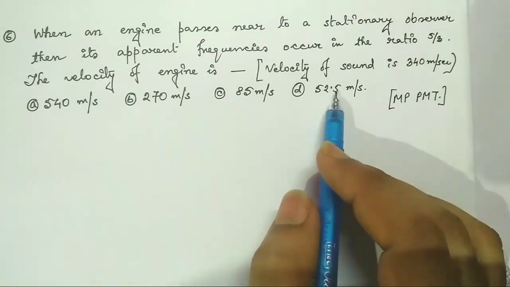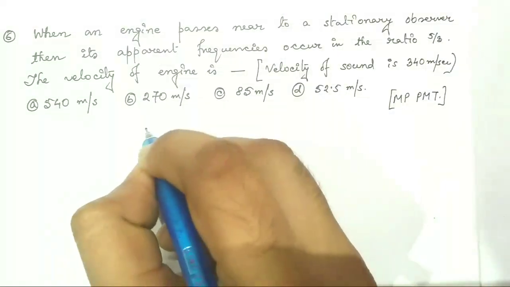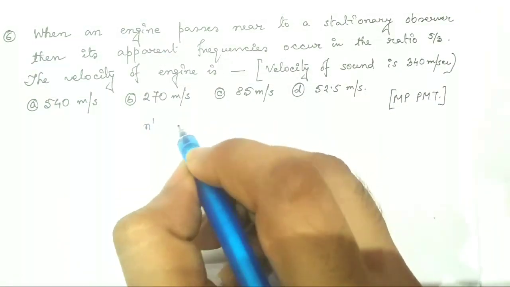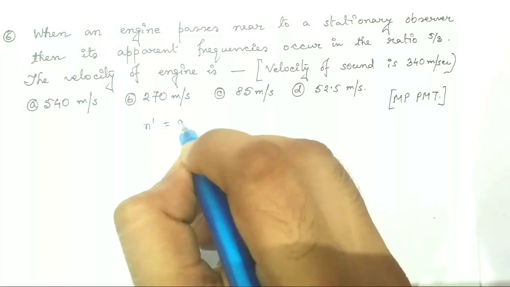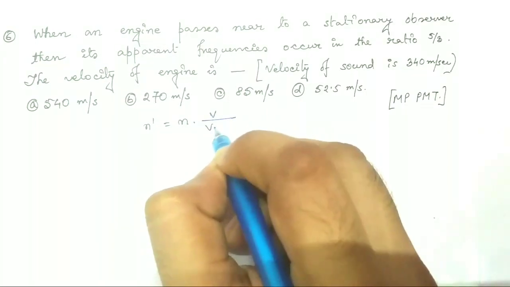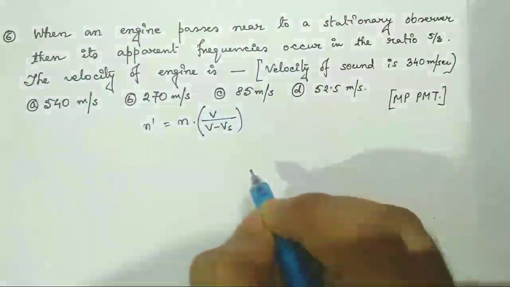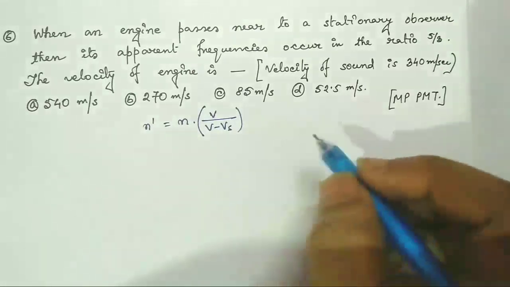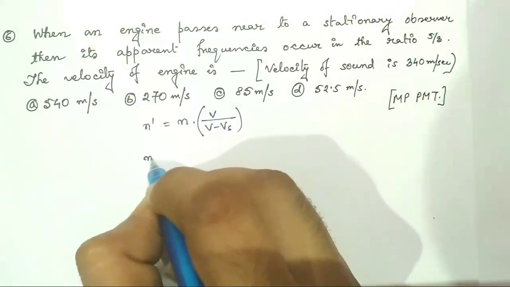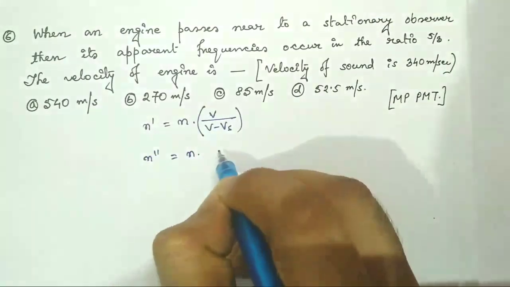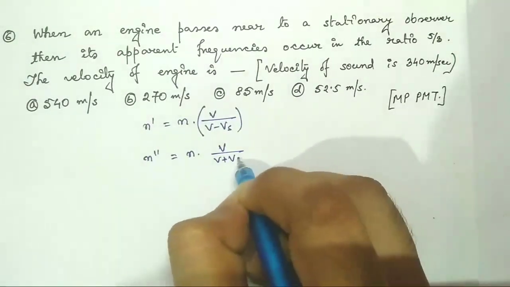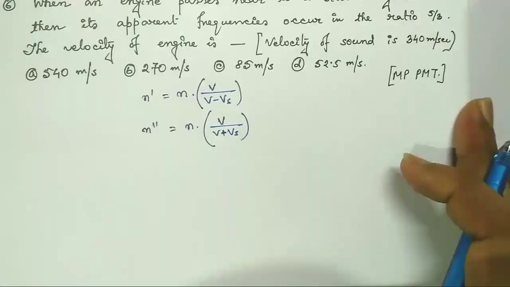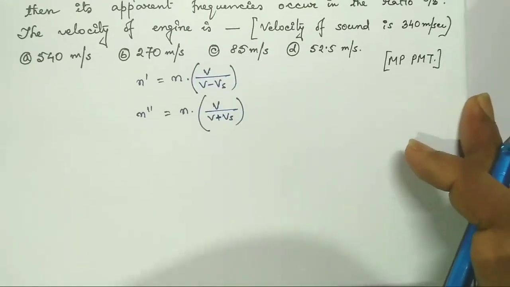Now we know when the engine approaches towards the observer, the apparent frequency as heard by the observer will be n prime equal to n into V divided by (V minus Vs), and the apparent frequency heard by the observer when the engine is moving away from the observer will be n double prime equal to n into V divided by (V plus Vs). I have clearly explained this concept in the concept clearing class.